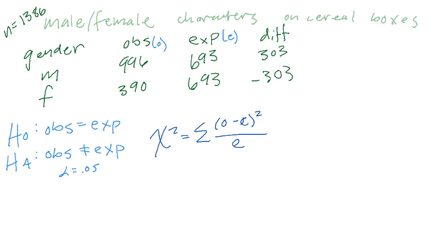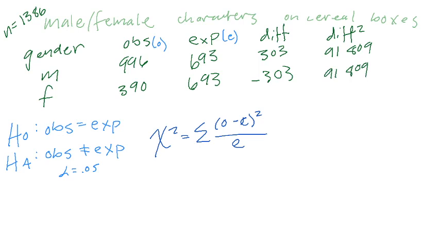And then we could also take that value squared. That's what's going to be up in our numerator. All right, so we can take the difference squared. If we take 303 squared, we get 91,809. If we do it here, we get the very same thing, because remember, squaring a negative number will give you a positive number.